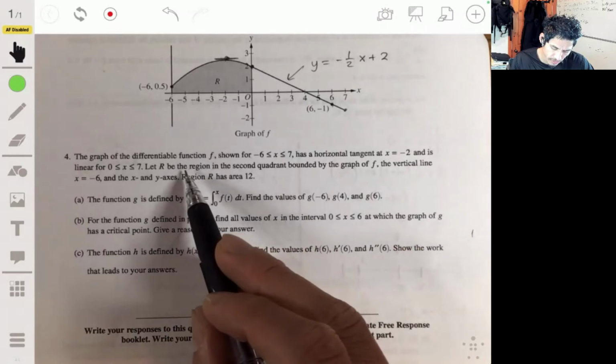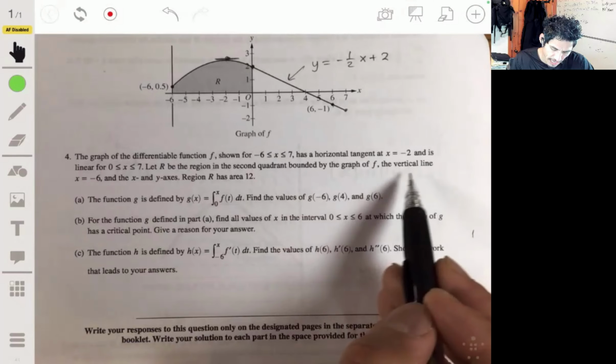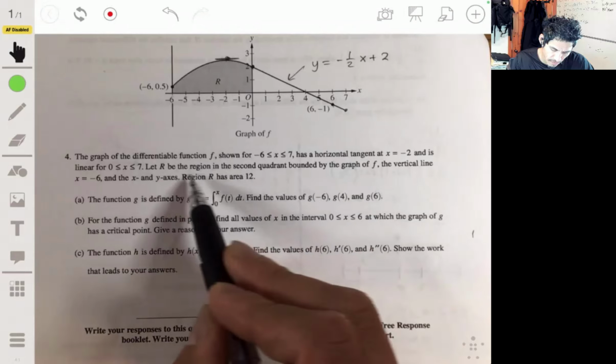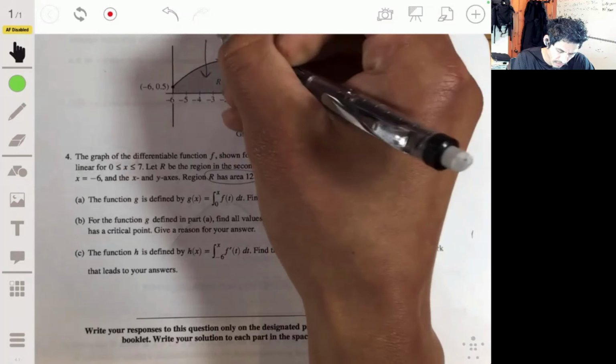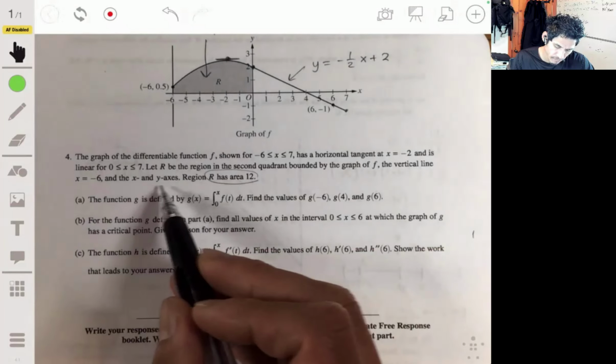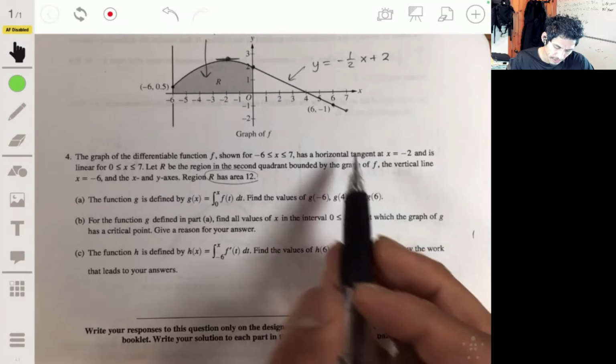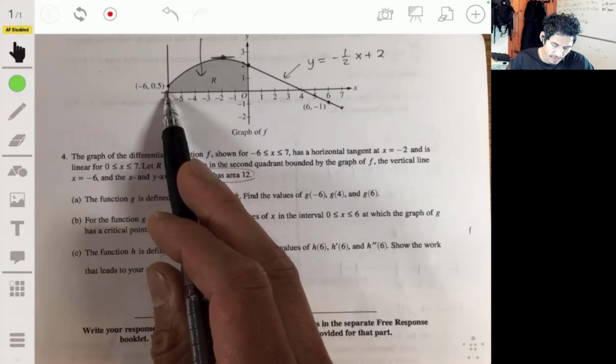And then R is this region, and it gives you an area of 12 for R. And it's bounded by this vertical line, x equals -6.